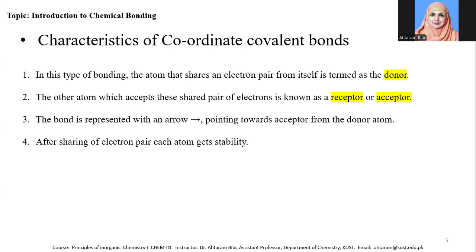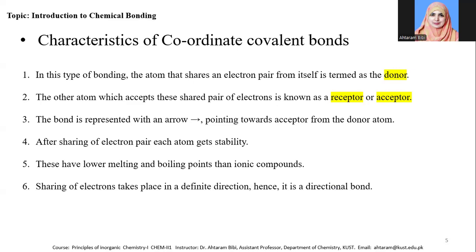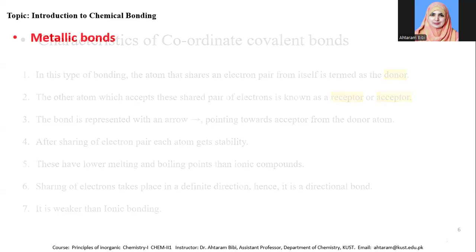After sharing of the electron pair, each atom gets stability and completes its octet, so it becomes stabilized. These coordinate covalent bonds have lower melting and boiling points than ionic compounds because this is a relatively weak bond as compared to ionic bond. Sharing of electrons takes place in a particular direction, so it is a directional bond, and the direction is from donor toward the acceptor. It is a weaker bond than ionic bond.